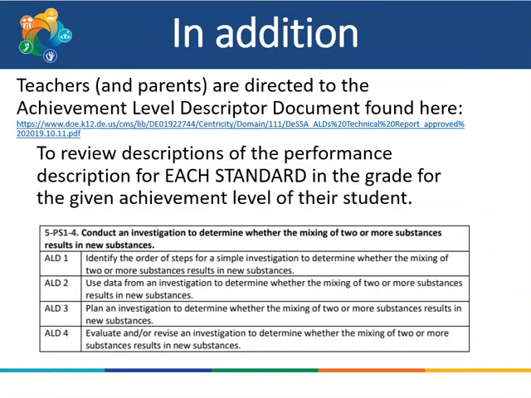In addition, teachers and parents are directed to the achievement level descriptor document that's found at this link provided for you here to review descriptors for each performance level for each standard provided in the standards. A student scoring at a proficiency score of 3 has on average performed at a level of 3 on most of the items on the assessment.